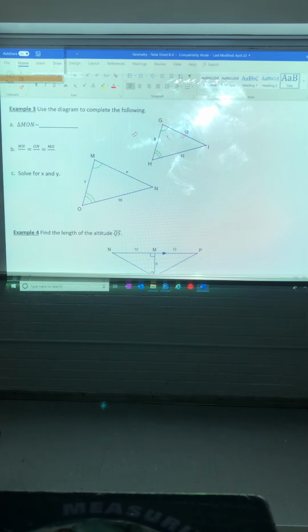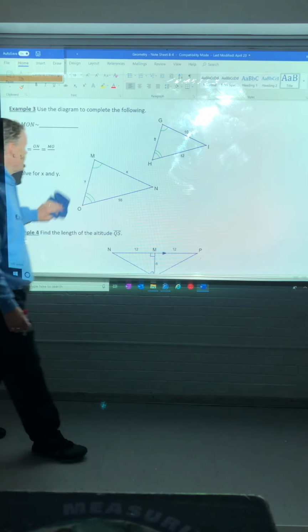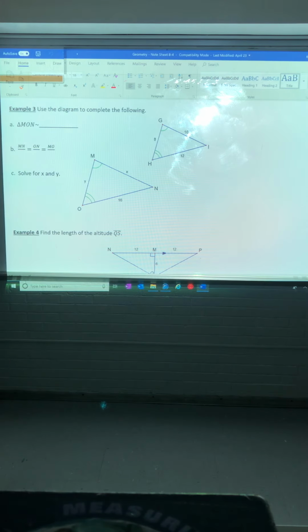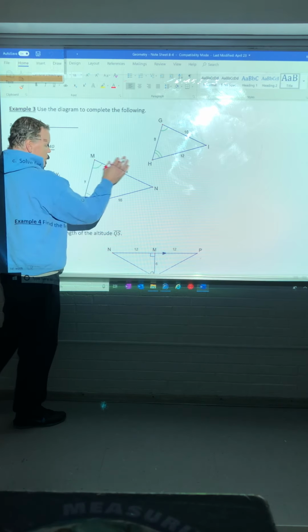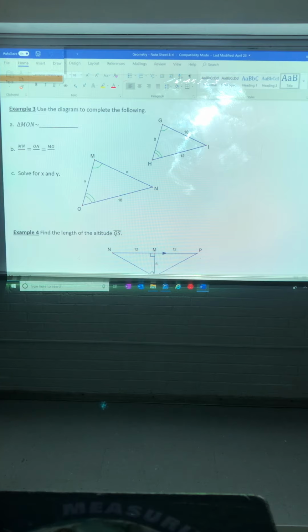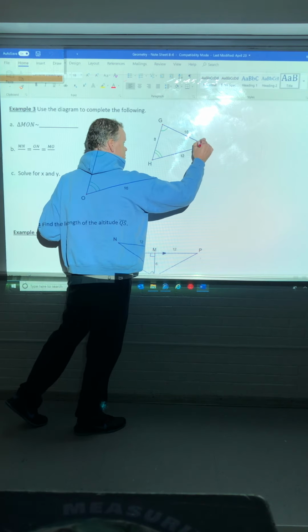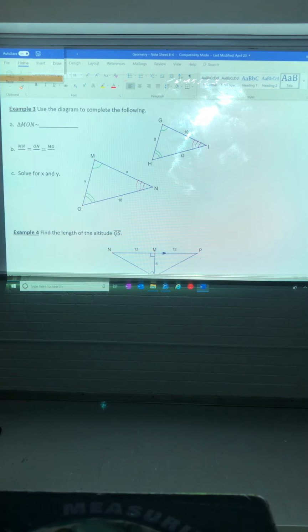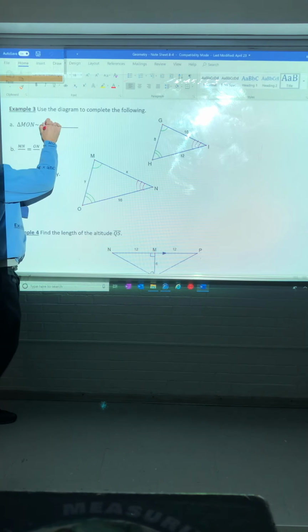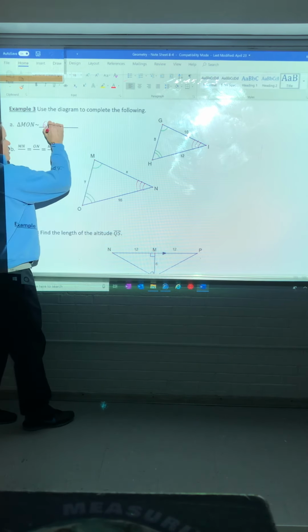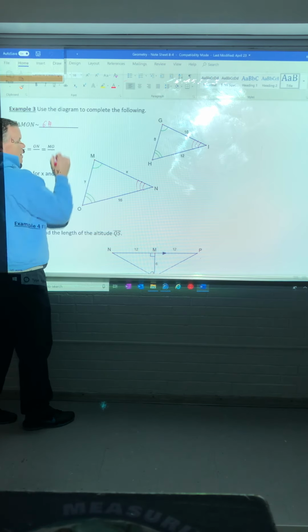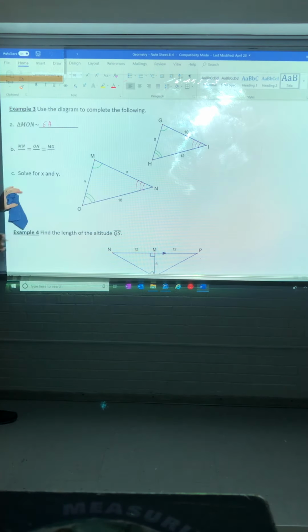In example number 3, the first thing we want to do, if they say use a diagram to complete the following, is this: MON is going to be similar to, we know they're both similar because you've got two angles of one triangle congruent to two angles of a second triangle. And you can also know now that the third angle is going to be congruent. So if you just go right along here, MON is going to be similar to GHI. G is the first one with one arc, H is the second one with two arcs, and then I is the third one with three arcs.